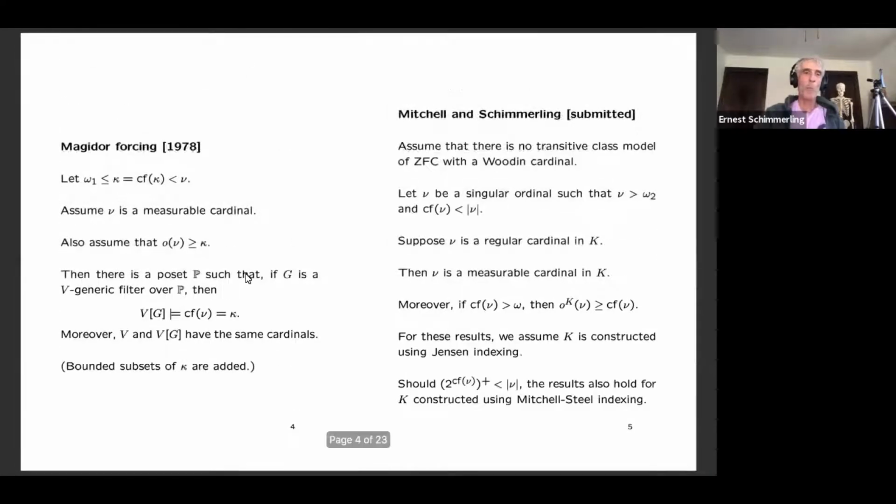Let's see. Okay, so there's a companion to Prikry forcing, or an extension of Prikry forcing due to Magidor, 1978. And it's for changing cofinalities to be uncountable. So take a kappa, which is regular, uncountable, and less than nu. Assume that nu is a measurable cardinal, and also assume that the Mitchell order of nu is at least kappa.